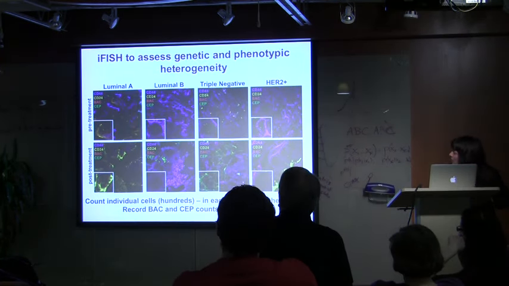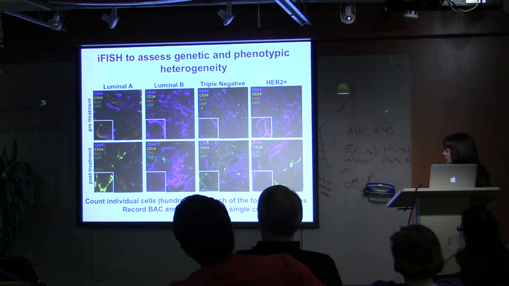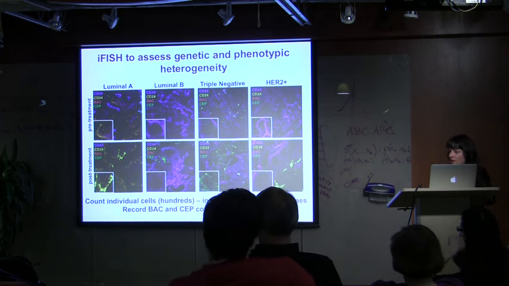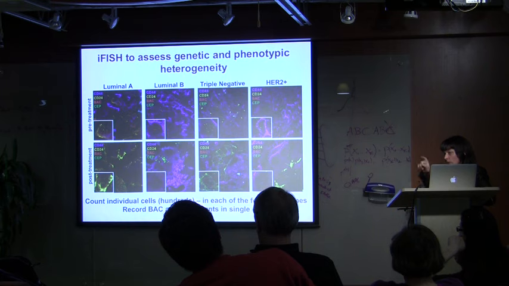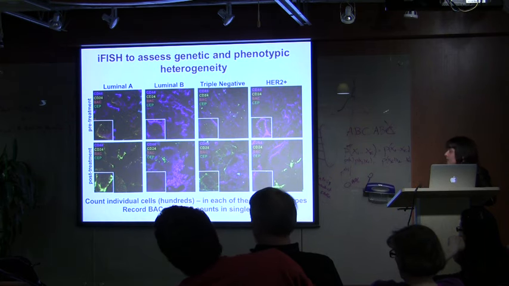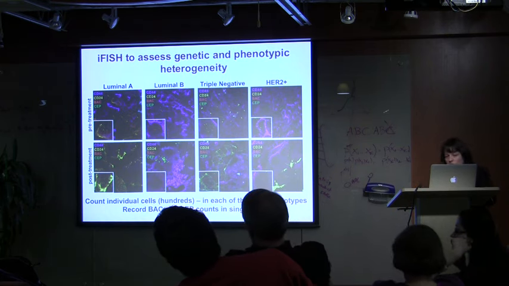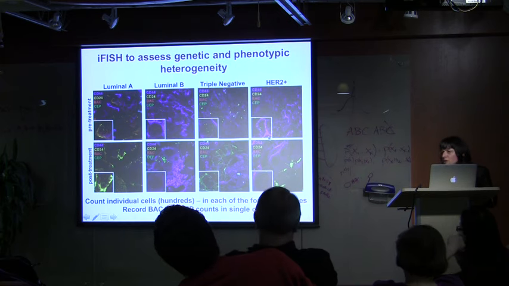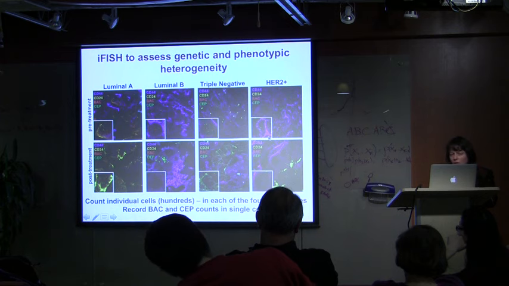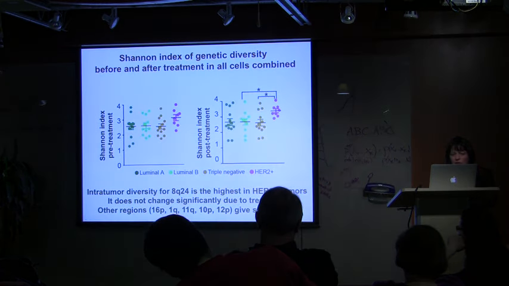In which one? Oh, this one? Oh, I think this is like 100x magnification, so 100x objective. Yeah, this is about 10 microns. It's about 10 microns average. Yeah, so it's one average cell.